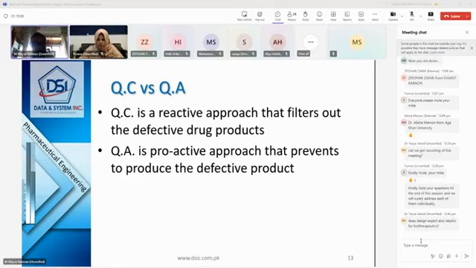QC versus QA. QC is a reactive approach that filters out the defective drug products. QA is a proactive approach that prevents the production of defective products. So it prevents the processes from producing the defective product. So one is a reactive approach and one is a proactive approach.